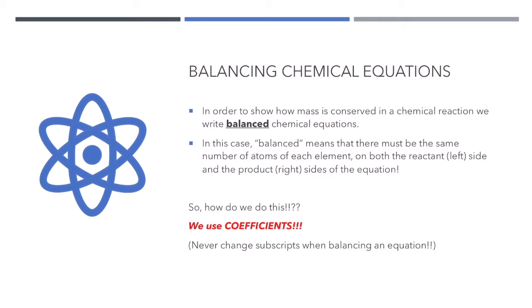One thing that you want to be aware of is that you never ever want to change your subscripts when you're balancing a chemical equation. Those subscripts are part of each individual chemical formula, and they are there to describe what it takes for that substance to be that particular substance. So we can't change those subscripts, because if we do that, we change the number of atoms that are involved in making those chemical substances, and we don't want to do that to balance an equation.